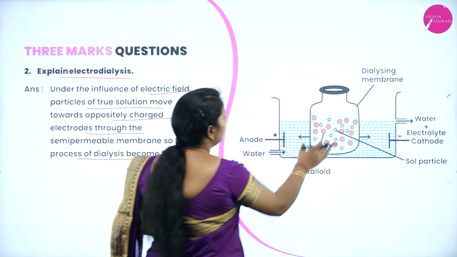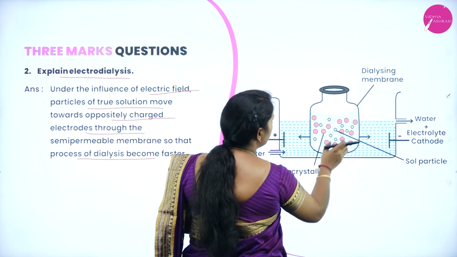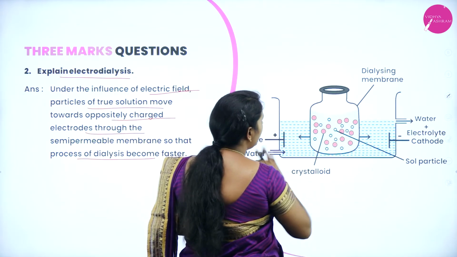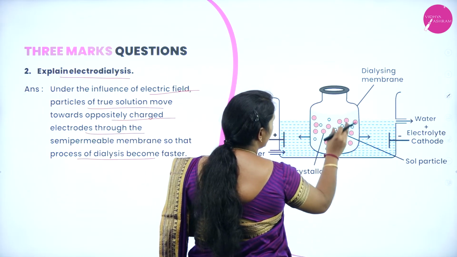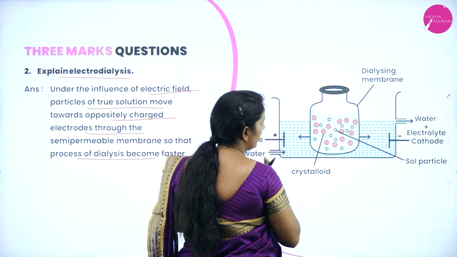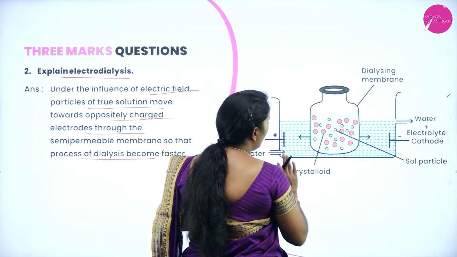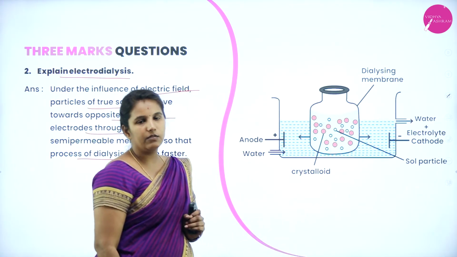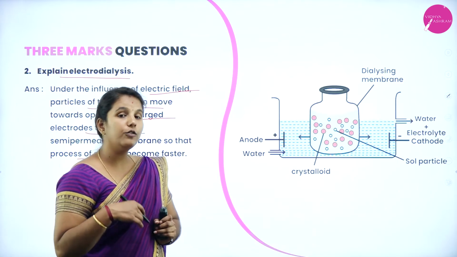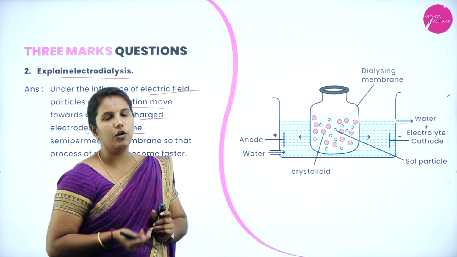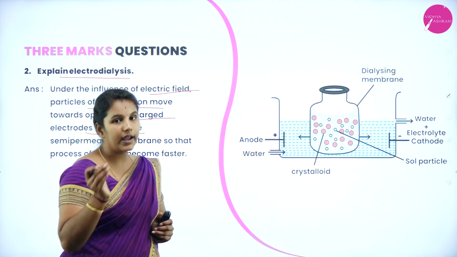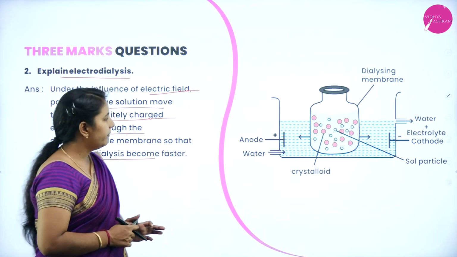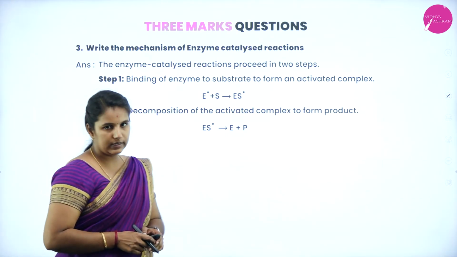So this is a dialysing membrane. You can see that this is a colloidal solution. So as we apply the electrical field, the opposite charges present in this colloidal system move towards the respective electrodes. As a result of this, the movement of the colloidal particles becomes what? Faster. In order to speed up this dialysis process, we apply this electrical field. Hence this process is named electrodialysis.